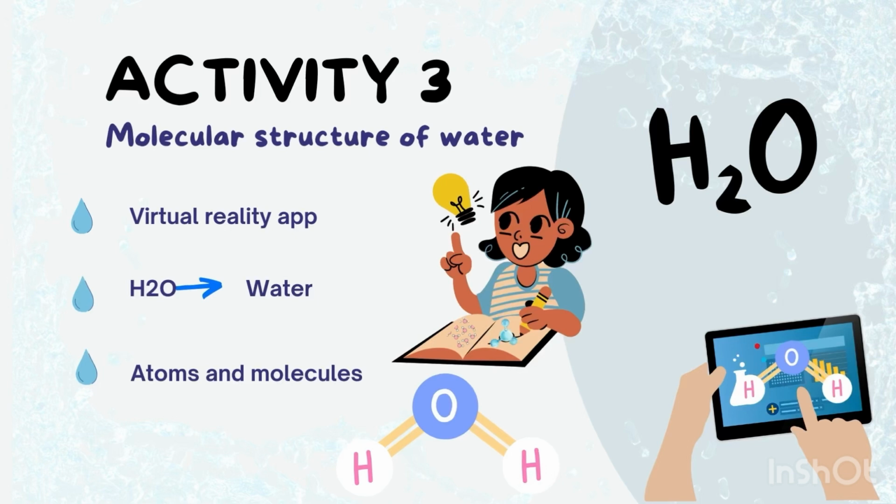To begin with, we will introduce H2O as another name for water, and students will be asked if they know it and why it's called that way. Therefore, atoms will be defined as the smallest part of a substance that can no longer be broken down, and molecules will be defined as the union of those atoms.